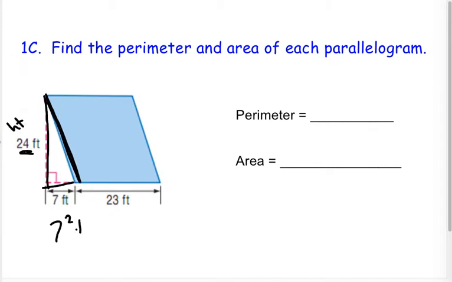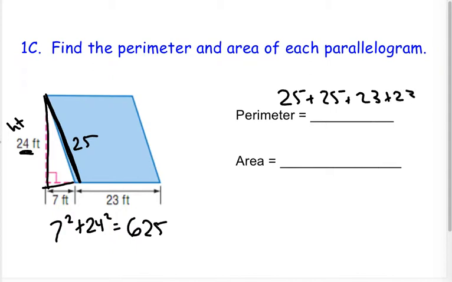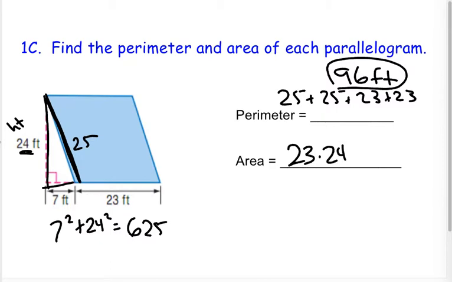So 7 squared plus 24 squared is going to be 625. When I take the square root of that, I get that this is actually 25. So perimeter: 25 plus 25 plus 23 plus 23, and that's going to be 96 feet. Area is going to be 23 times 24, and that's going to be 552 square feet.